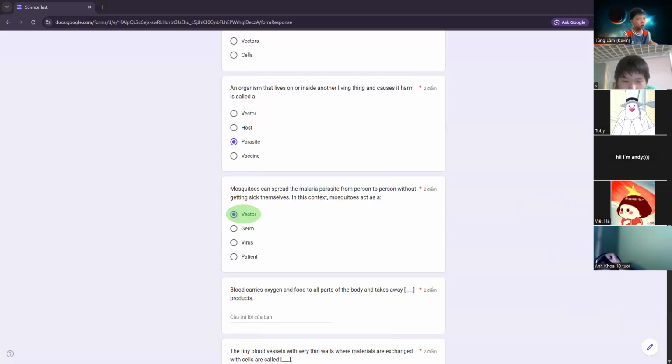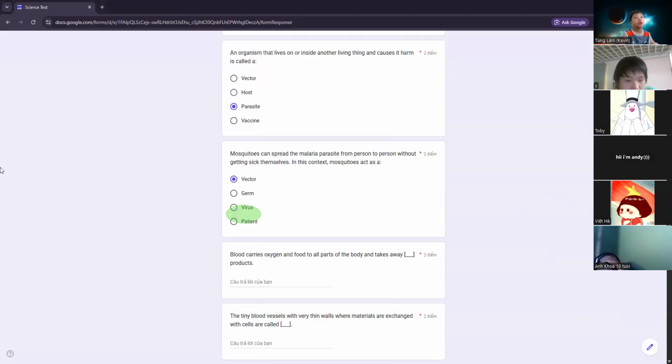So let's continue with the next question, shall we? Blood carries oxygen and food to all parts of the body and takes away what? I think it takes away waste products. Yeah, it is waste products. This is also a part of the circulatory system, since waste is moved away from the body using the circulatory system.